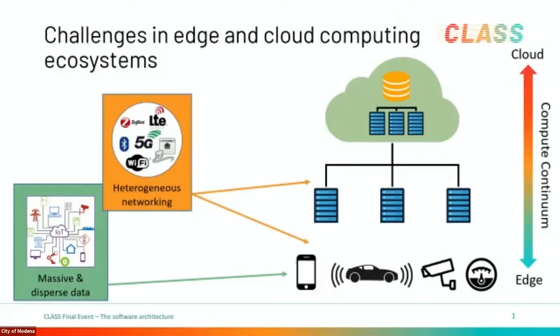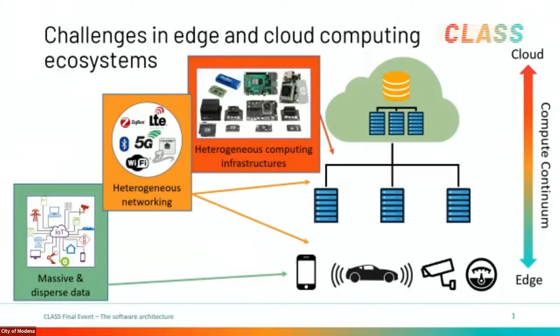The second challenge is that we have heterogeneous networking. As Luca already presented, we have different types of connectivity. We have wireless, we have the 4G network, we have fiber optics, we could have 5G in the future. Each different type of communication comes with different capabilities in terms of throughput, in terms of latency, and in terms of reliability. Then finally, we also have heterogeneous computing resources.